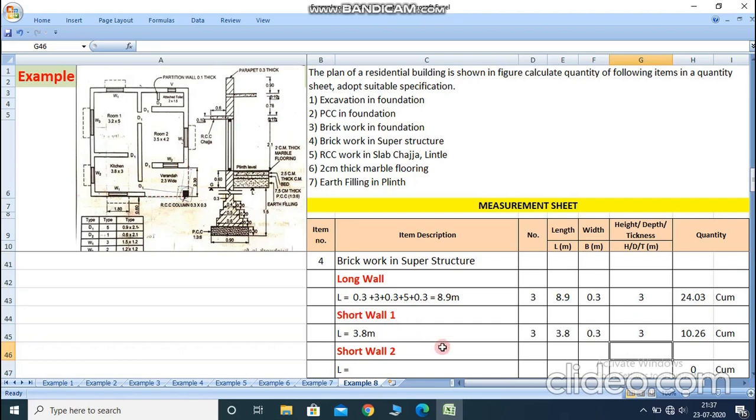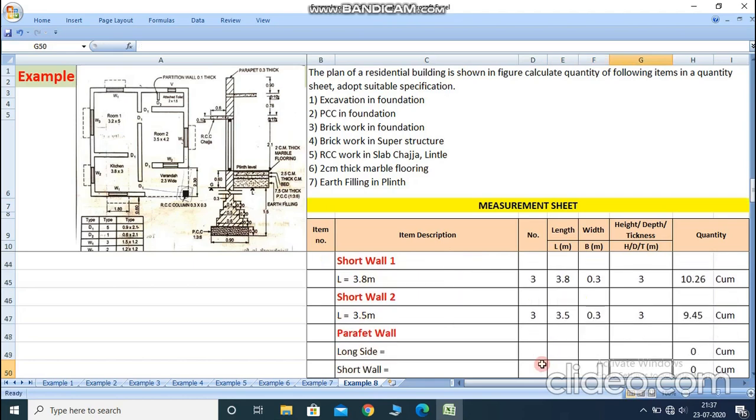So right here we simply write short wall 2, length is 3.5 meter. So here number of walls is 3, and then 3.5 meter, and width is 0.3 and height is 3 meter.